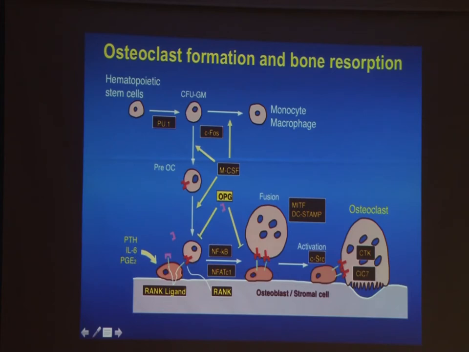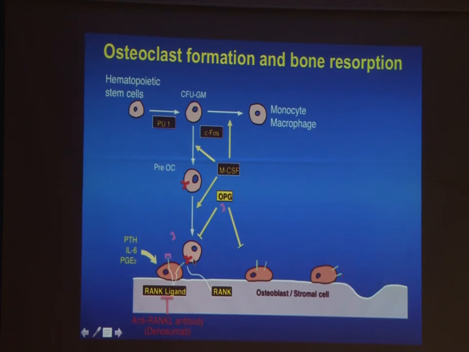And RANK ligand binding to RANK causes the downstream cascades to be activated, which has been discussed intensively, I guess, in this meeting. When we use anti-RANK ligand antibody, which is called denosumab, this inhibits the RANK ligand stimulation of osteoclast development and activation. So RANK ligand antibody administration causes a blockade of binding to RANK, so that the downstream process is gone. So the osteoclast is gone and bone resorption disappears.